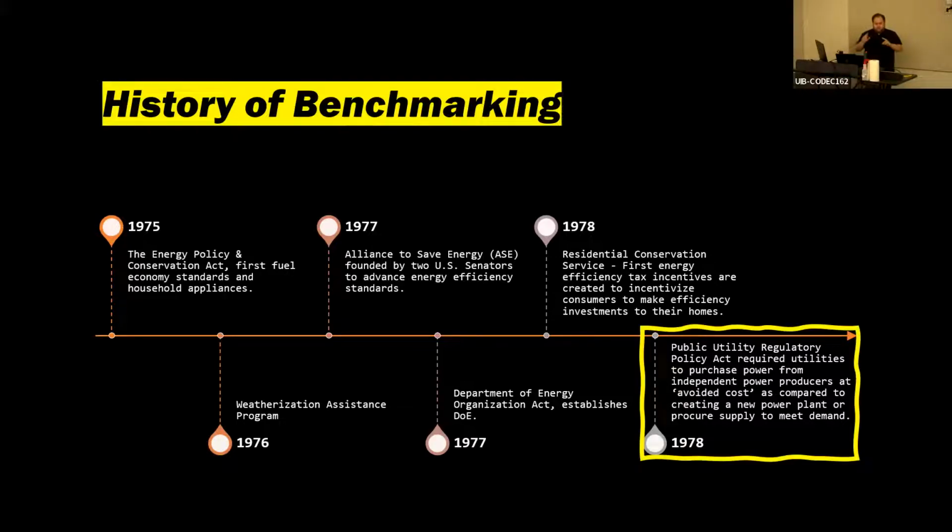But more importantly, what happened in the 70s during this time is a policy which required utilities to purchase power from independent power producers at avoided costs, as compared to creating a new power plant or producing supply to meet demand. So what that meant was, if you needed more energy, you had to justify the creation of a new energy source when you could readily purchase that power from someone else on the grid. One of the ideas was we are producing enough energy, we're just not using it smartly. It's there, we just need to allocate it.